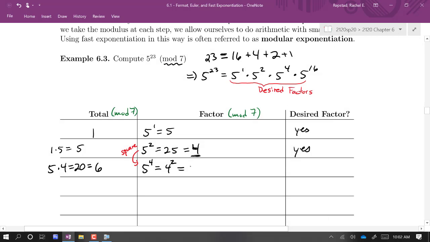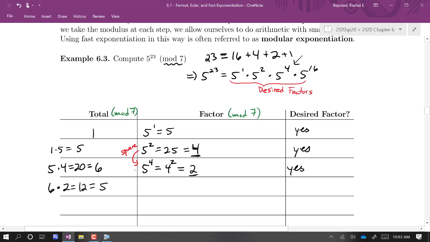I get 2. 5 to the 4th is a desired factor, so that's yes. We're going to take 6, multiply it by our new factor, which is 2. I get 12, and if I reduce that mod 7, that's 5.